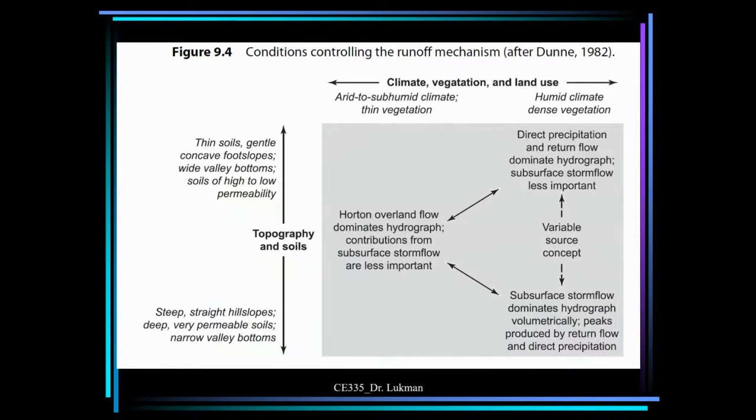These are the different conditions controlling the runoff mechanisms, depending on climate, vegetation, and land use. Arid to subhumid, arid region, that is areas where you don't have rainfall, the Sahara region, the Sahara desert area. These are the arid regions. Arid to subhumid climate, thin vegetation, and in arid regions you have low humidity and very low precipitation.